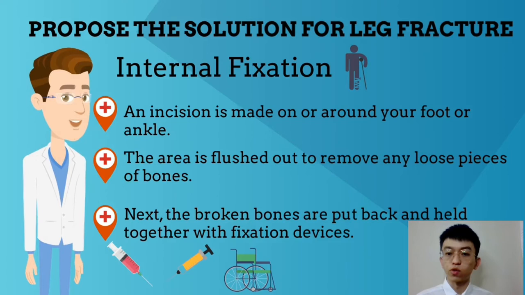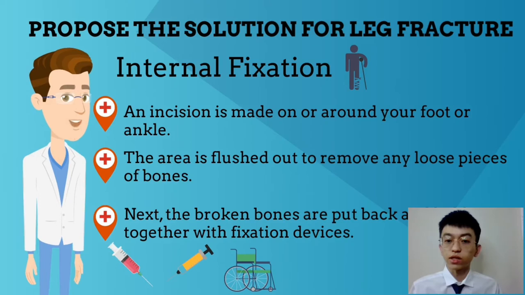I will propose the solution in external fixation. The surgeon may use wires, screws, metal plates, nails, rods, or pins as orthopedic fixation devices. First, an incision is made on or around your foot and ankle. The area is brushed out to remove any loose pieces of bone. Next, the broken bones are put back and held together with fixation devices.